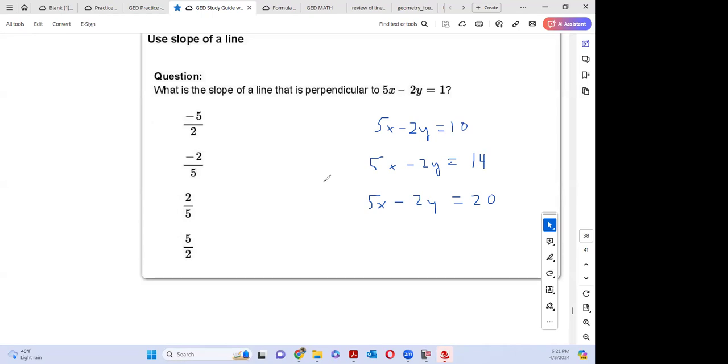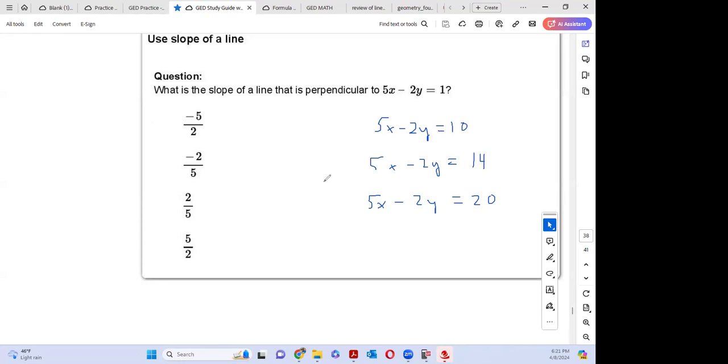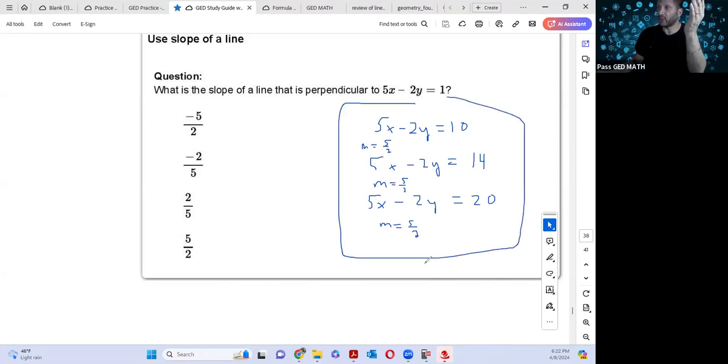Yes, they are? Why would you say they are the same? I'm sorry, because I'm looking at it in standard form, but no, they're different. One is equal to 10, one is equal to 14, one is equal to 20. They're not the same equation. But this was important: they all have the same slope. M equals 5/2. M equals 5/2. M equals 5/2. Since the slopes are the same, all of these lines are parallel.